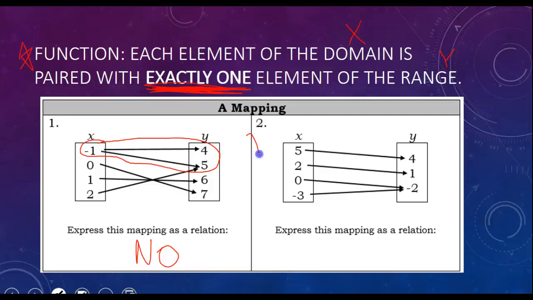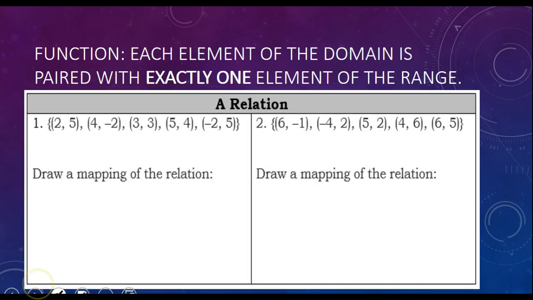Whereas over here, for example 2, you see the 5 is paired up with only 4, 2 is paired up with 1, 0 is paired up with -2, and -3 is paired up with 2, then -2 as well. So every x value is only paired up with one y value. That's okay. That's following our definition of a function. So this one would be yes. Okay, so we'll move on to the next example.